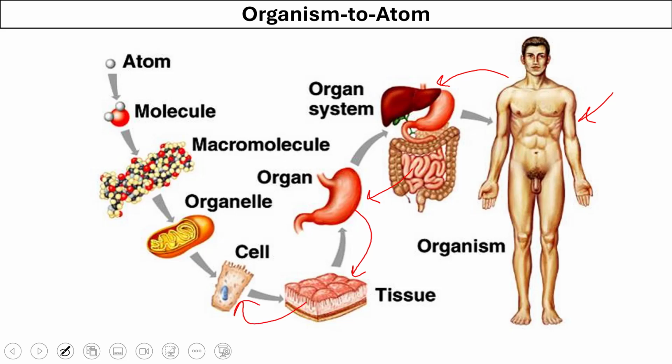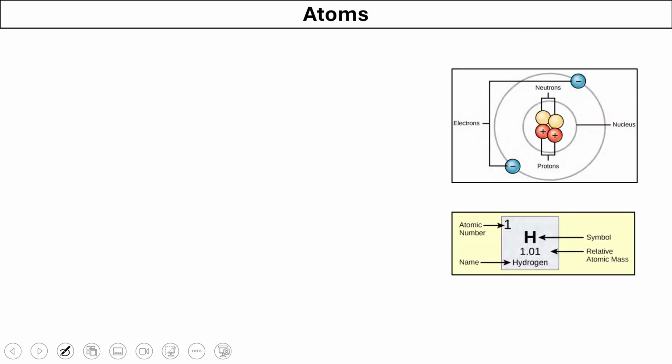Tissues are made up of cells. Cells are made up of organelles. Organelles are made up of macromolecules, and macromolecules are made up of smaller molecules. These molecules are formed by the atoms coming together, making a bond with each other.